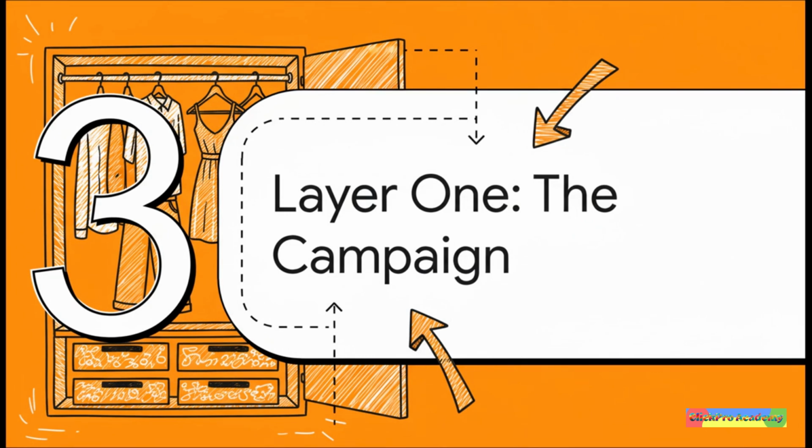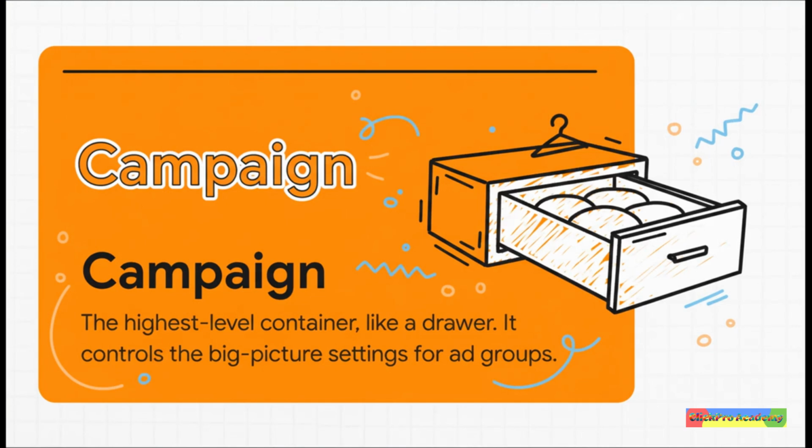We're diving into layer 1, the top level of our digital wardrobe, the campaign. So a campaign, think of this as a big drawer in your wardrobe. It's for the big, broad categories. Like you might have one drawer for t-shirts and a totally separate one for pants. It's that highest level container that holds everything related to one major goal or product line.